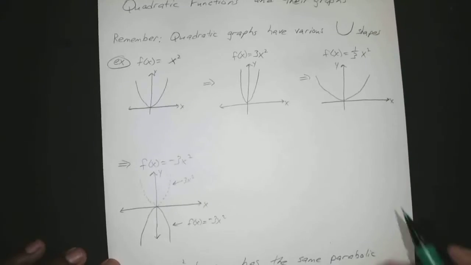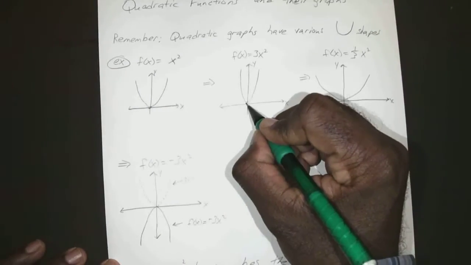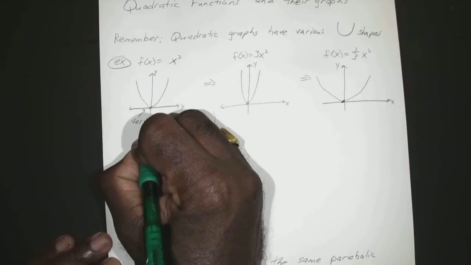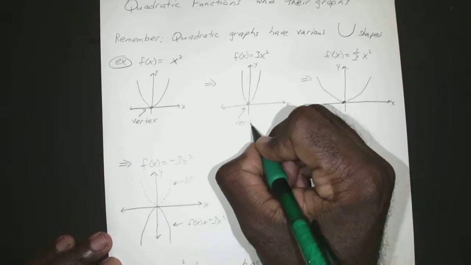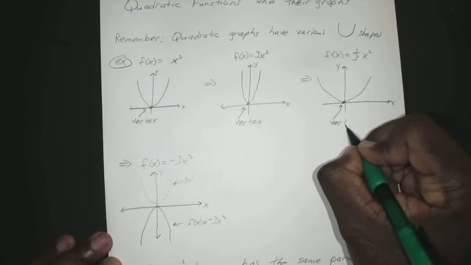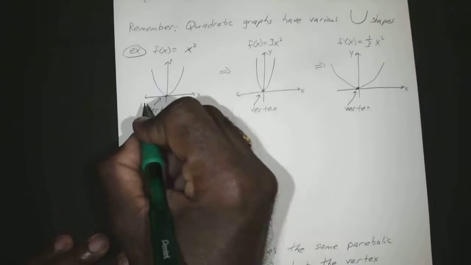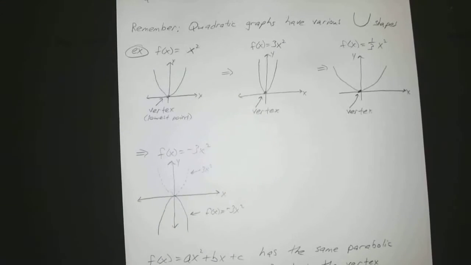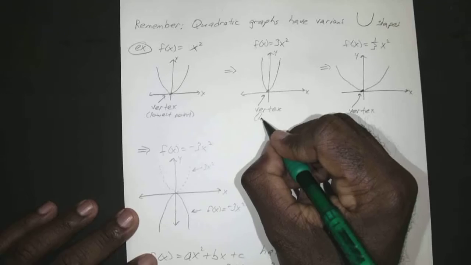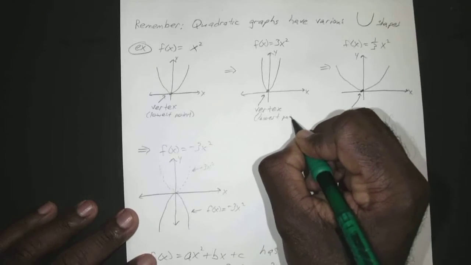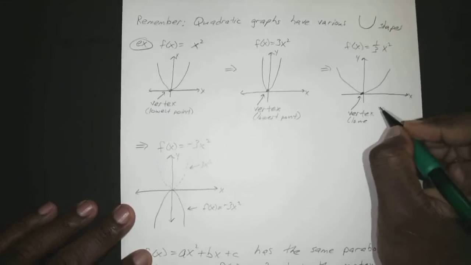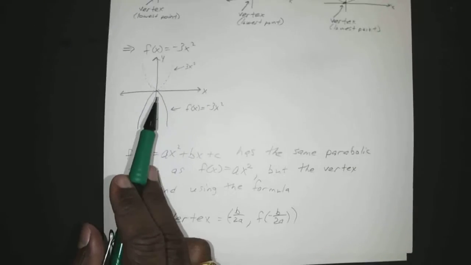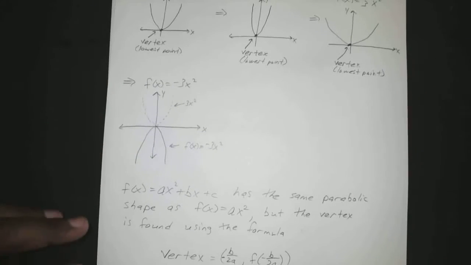Okay. Now for all of these, the lowest point of your graph is your vertex. Okay, so this is your lowest point. Every other value of x is higher than that one. But the difference with this one is that your vertex is now your highest point because every value of x is lower than that one.